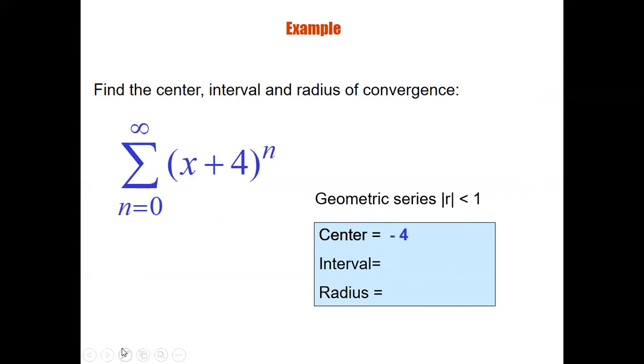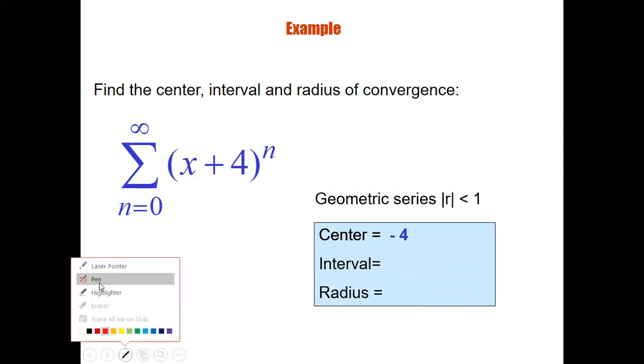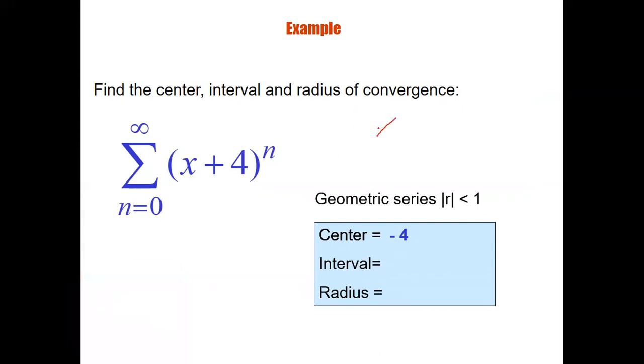So x equals -4. Let me come in here with a pen. For normal intervals of convergence, I know that R has to be between 1 and -1. So in this case, x plus 4 is my R value. That's what I keep multiplying by every time. So I'm going to say x plus 4 is in between -1 and 1.